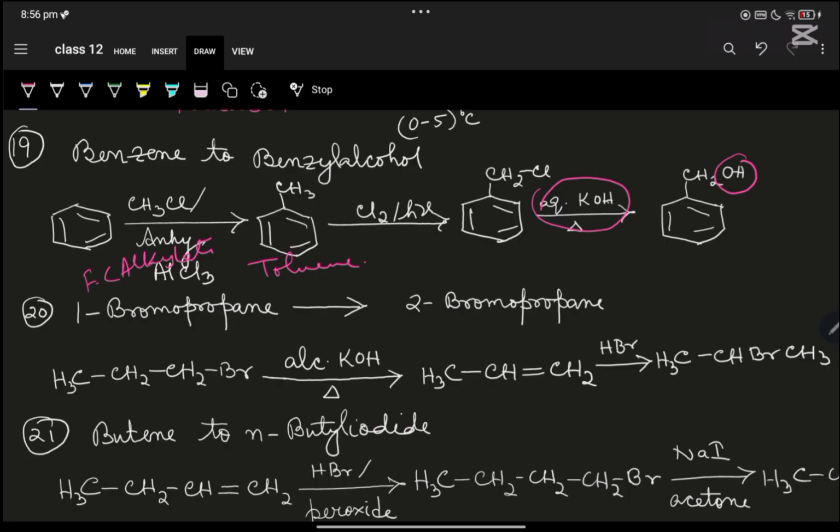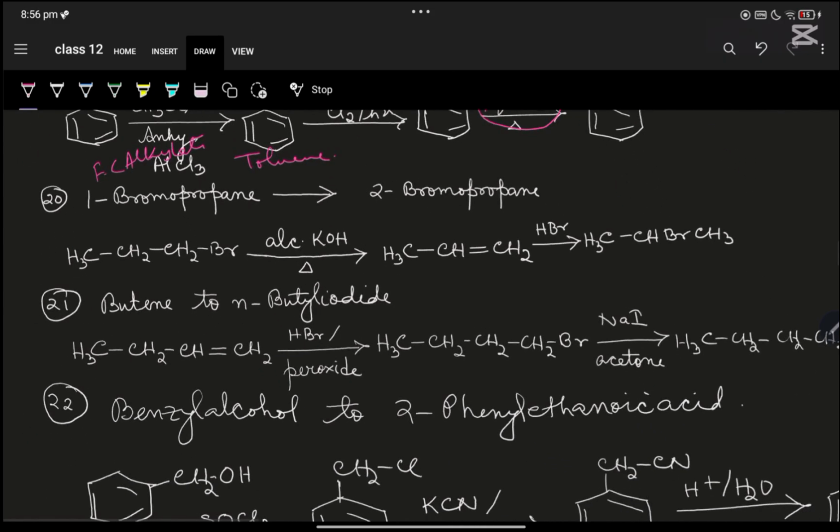Now here you cannot give anhydrous AlCl3, otherwise you will get ortho-para product. So this is the benzylic position, CH3. This is the benzylic position, and you do free radical halogenation, and then you will get CH2Cl. Now to substitute this Cl by OH, give aqueous KOH and heat.